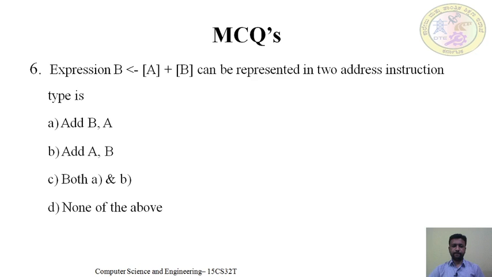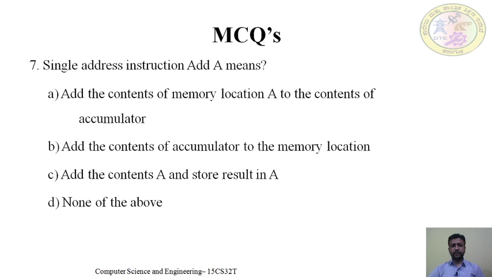Single address instruction add A means: A, add the content of memory location A into the contents of accumulator; B, add the content of accumulator to the memory location; C, add the content of A and store results in A; D none of the above. Add A means add the contents of memory location into the contents of accumulator. That is option A, the right answer.